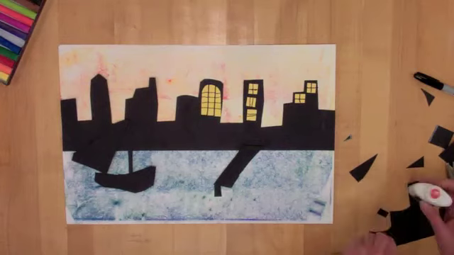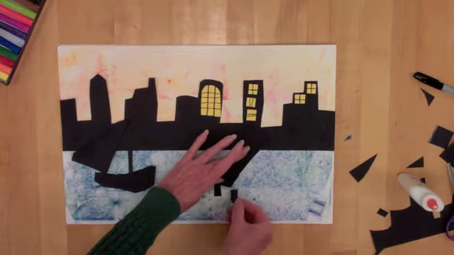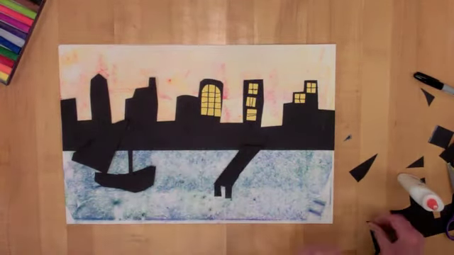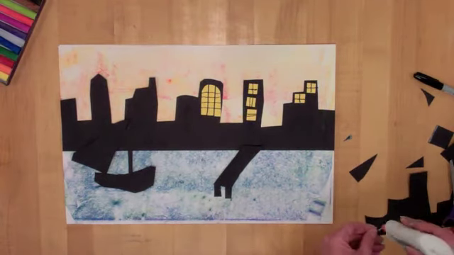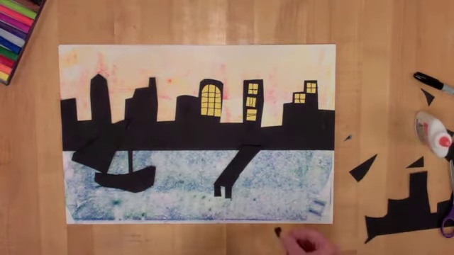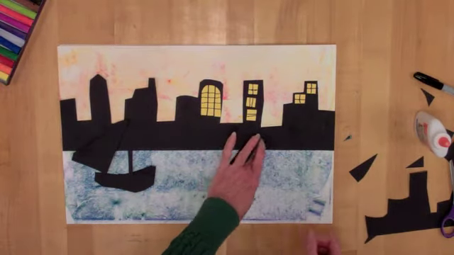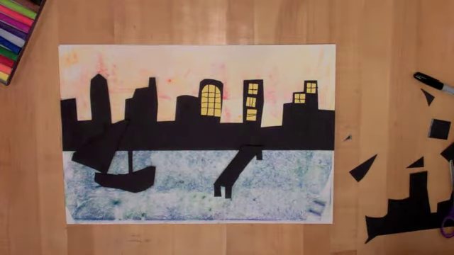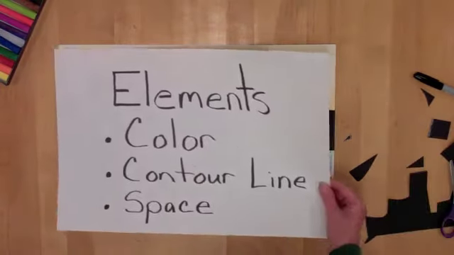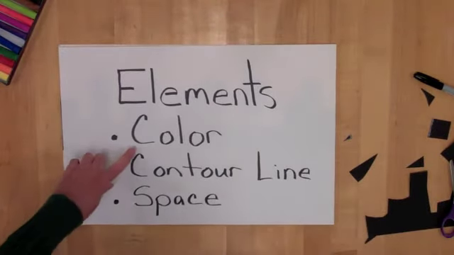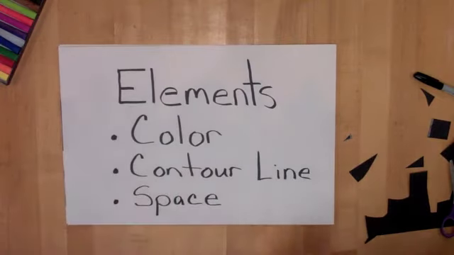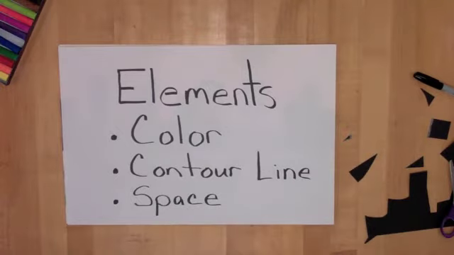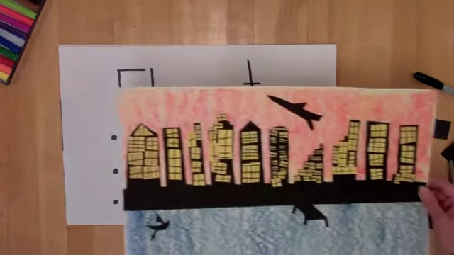Some of your students will put things on the docks. They will put fish in the water, and they can do anything they want. They can be as creative as they want to be. So in this lesson, the elements we have learned are color, contour line, and negative and positive space. I have some student works to show you, just so you can see how creative they can be.